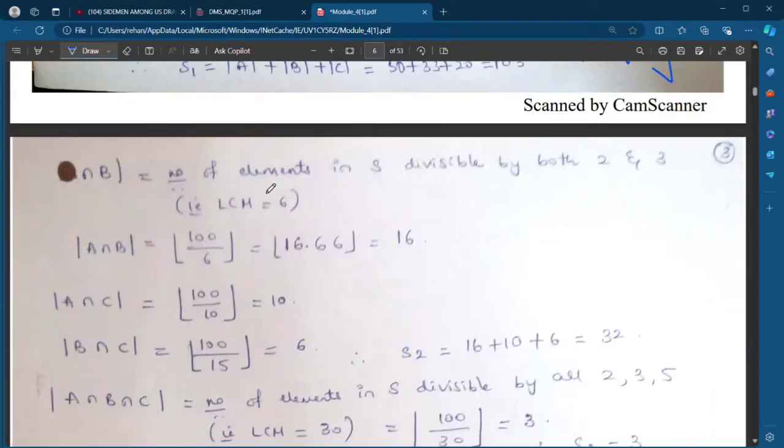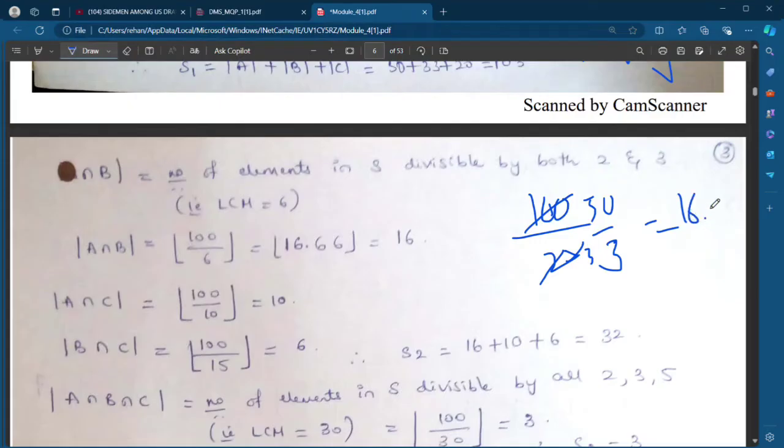So how will I do that? Number of elements which is divisible by both 2 and 3, so I will multiply, that's it. That is nothing but 100 divided by 2 into 3. So you can do like this, right? 50 by 3 also you can take. If you get the answer, it is nothing but 16.66. Ignore the point, just take the whole number. Okay, that's what you have to do here.